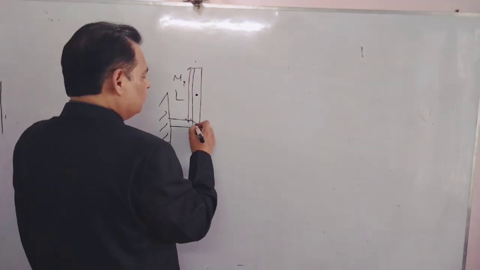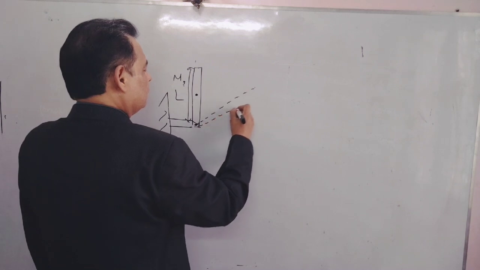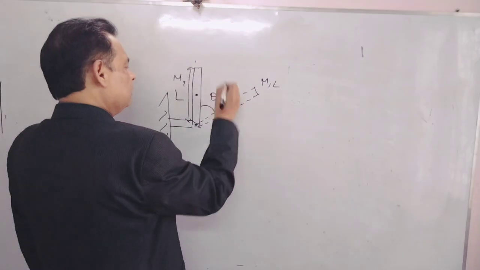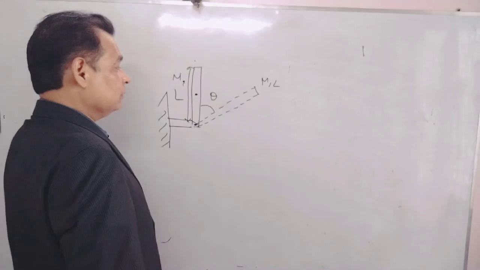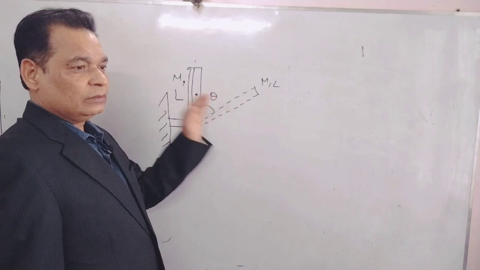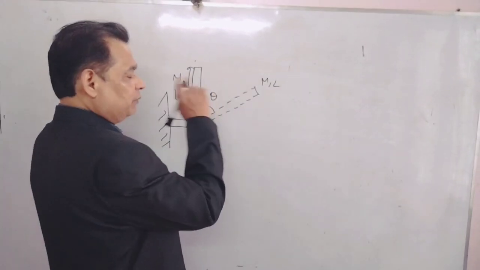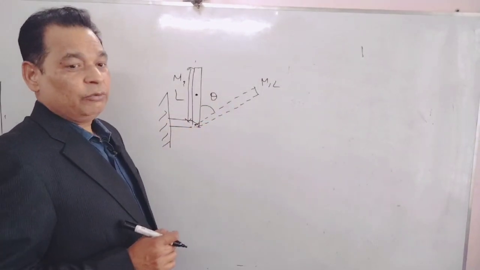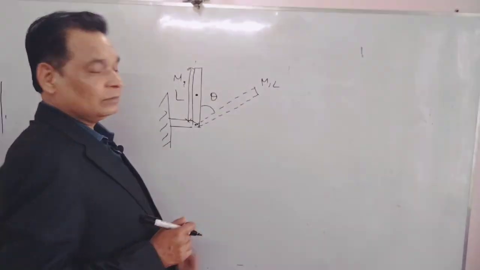When this rod of mass M and length L makes angle theta with the vertical, we have to find the acceleration of the center of mass, and the angular velocity of this entire body about this axis. We may also be asked to find the force applied by this axis.